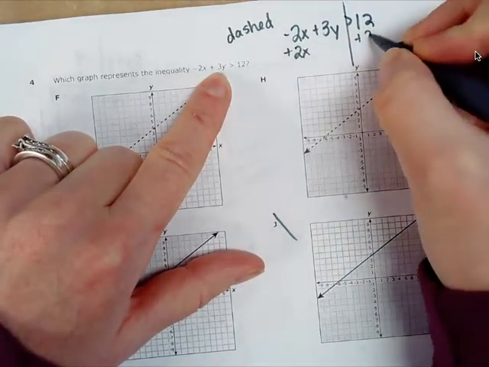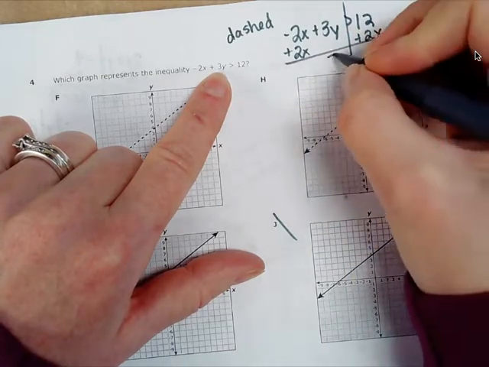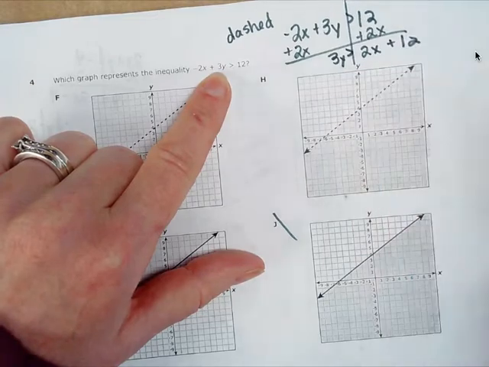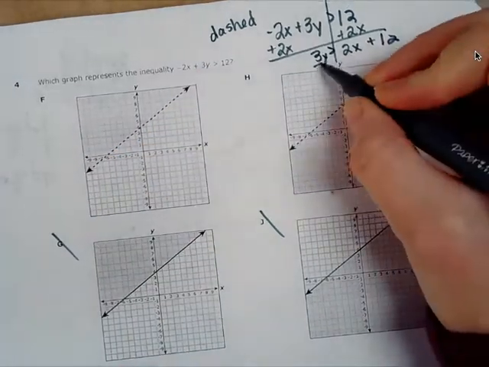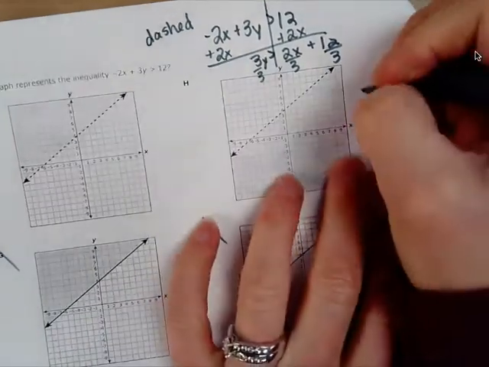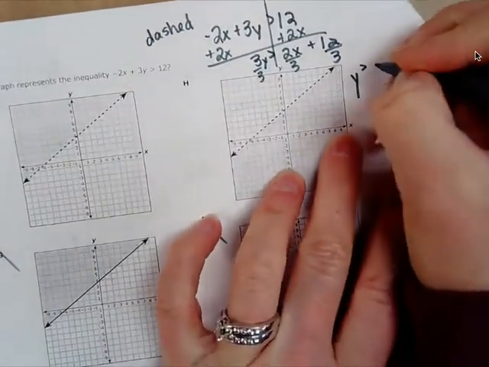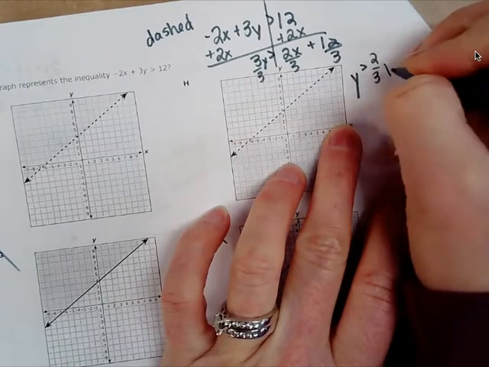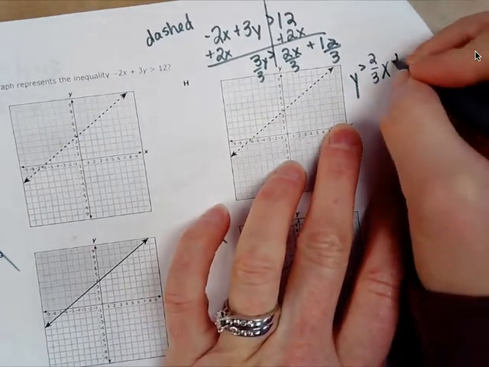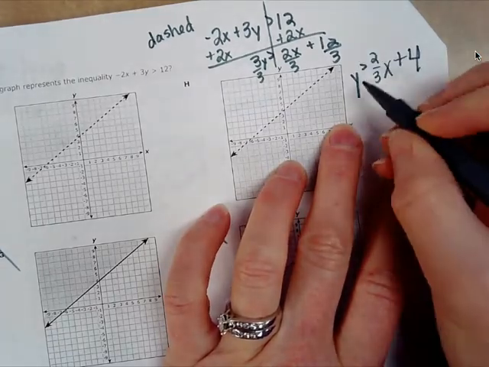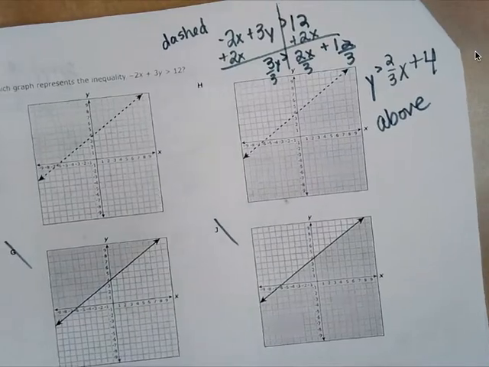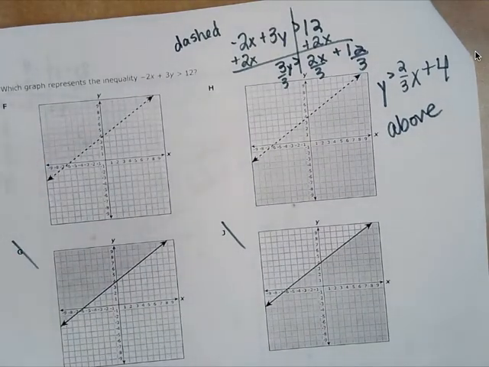So we need to add 2x to both sides. 3y is greater than 2x plus 12. Then divide by 3. I did not leave myself enough room, but I can write it over here. Y is greater than 2 over 3x plus 4. So we didn't have to change the sign. So greater than means to shade above. The only one that's shaded above would be F.